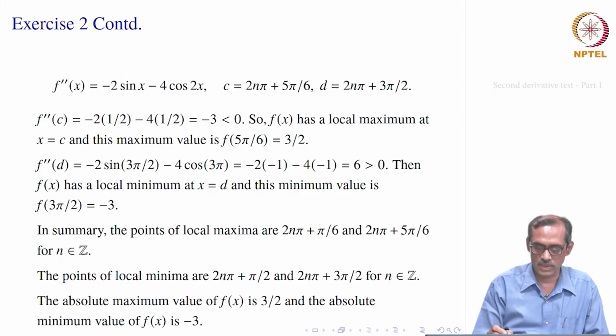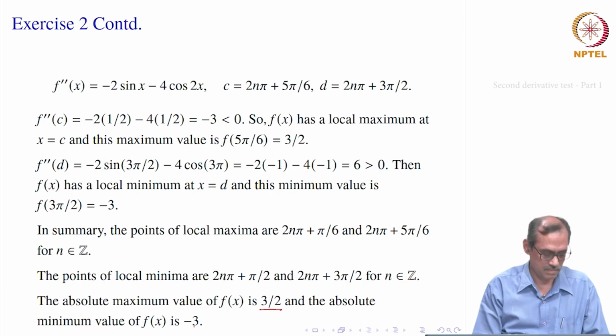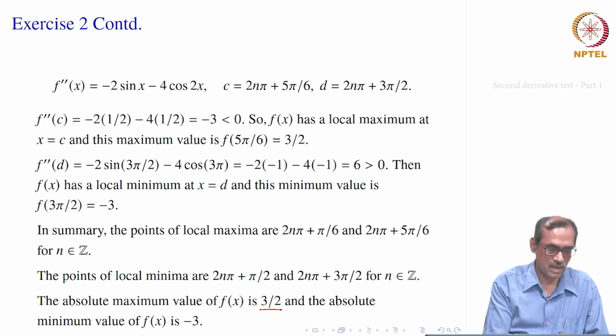We get from the first two, 3/2 is the local maximum, and the local minimum is -3. So, if you compare all the values, we get absolute maximum as 3/2 and absolute minimum as -3. So, that is how we are going to use the second derivative test. Let us take another problem.